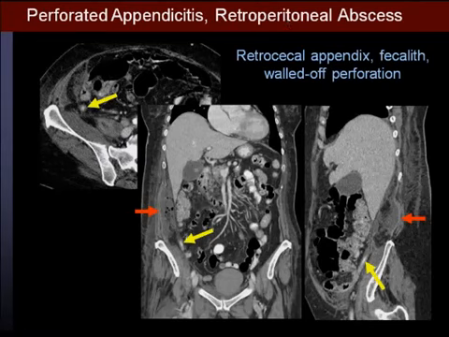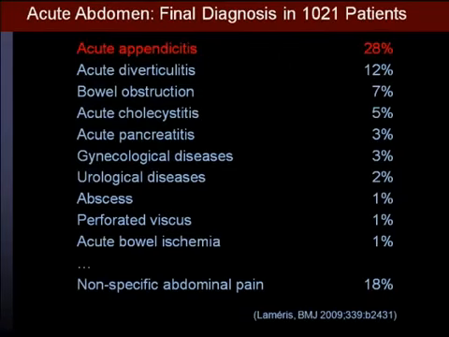The message is twofold. First, multi-detector CT, because of the possibilities of coronal and sagittal views, facilitates the diagnosis. And the second message is that acute appendicitis is the most common cause of an acute abdomen, as shown in this study, a multi-center study from the Netherlands, among more than 1,000 patients. The second cause of an acute abdomen is diverticulitis, bowel obstruction, and so on.